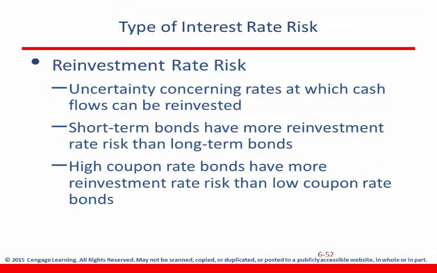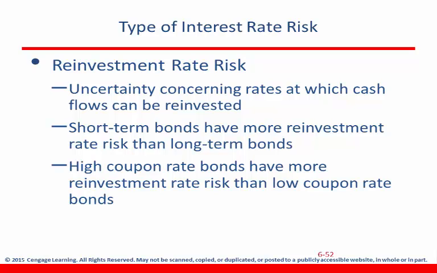Remember, reinvestment rate risk is uncertainty concerning rates at which cash flows can be reinvested. Short-term bonds have more reinvestment risk than long-term bonds, and this obviously makes sense, right? Because they're going to mature sooner, so you have to worry about what you are going to do with that money. For example, I have no real reinvestment rate risk with my 401k. I can't even touch that money till later in life, in my 60s and whatnot. But if I've got some money that's about to mature right now, there's some reinvestment rate risk. What am I going to do with that money?